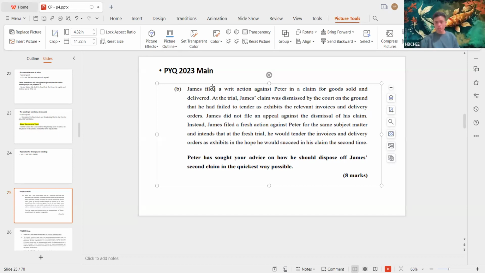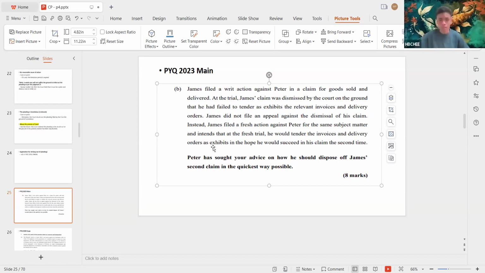Okay, has everyone read the question already? This is the reason paper, and this is the paper I was sitting on last year. You see, James filed an action against Peter. At the trial, James' claim was dismissed. He has tendered on this one so that the claim was dismissed. And then instead of appeal, he filed a fresh action against Peter for the same subject matter, intending that at the fresh trial he will tender the invoices and delivery orders as exhibit. So you see now, Peter sought your advice how to dispose the second claim.